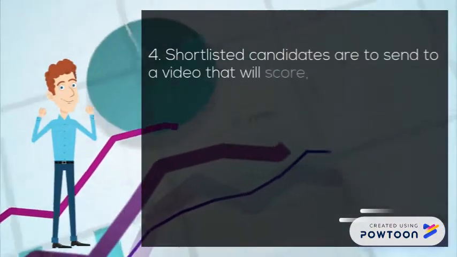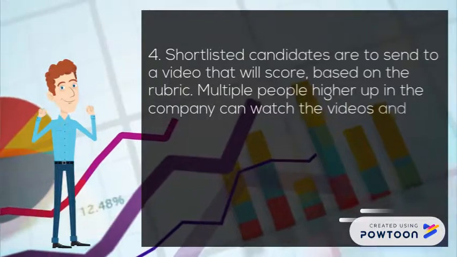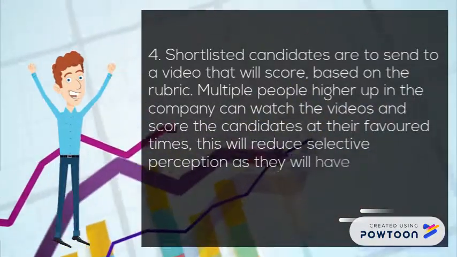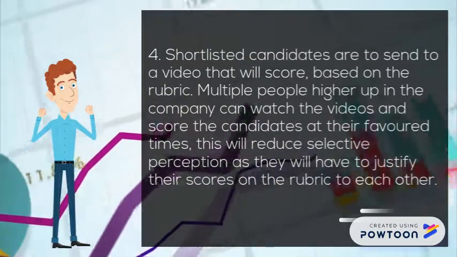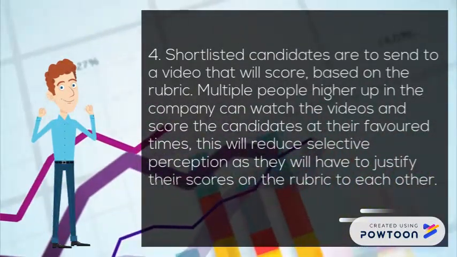Yeah, I think so. Shortlisted candidates are to send a video that we will score based on the rubric. Multiple people higher up in the company can watch the videos and score the candidates at their favoured times. This will reduce selective perception as they will have to justify their scores on the rubric to each other.